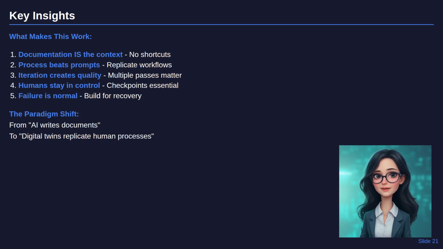Fifth, failure is normal. Build for recovery, not perfection. Expect 30% failure rates at the task level. Design for eventual success, not immediate success. The paradigm shift is from AI writes documents to digital twins replicate human processes. This changes everything about how we design and implement AI systems.